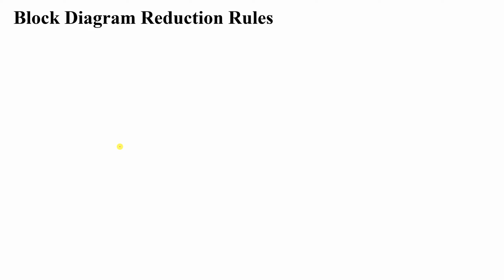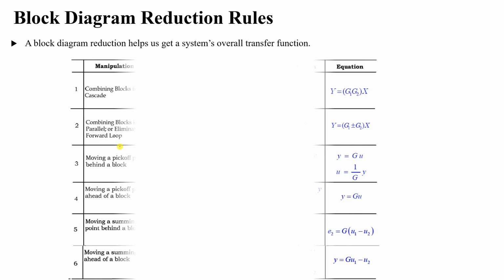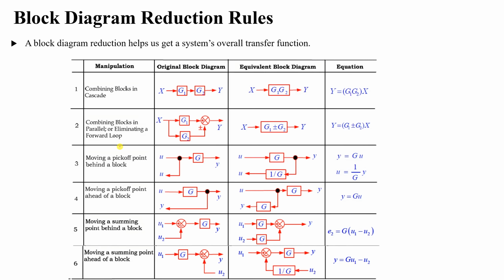Okay, so what are the different rules that are used in the reduction of block diagrams? Block diagram reduction helps us get the system's overall transfer function, giving the relation between input and the final output directly without any kind of issues. So what are the relations that we have? These are the different rules that you can use. This is the original block diagram, and this is the equivalent reduced block diagram.